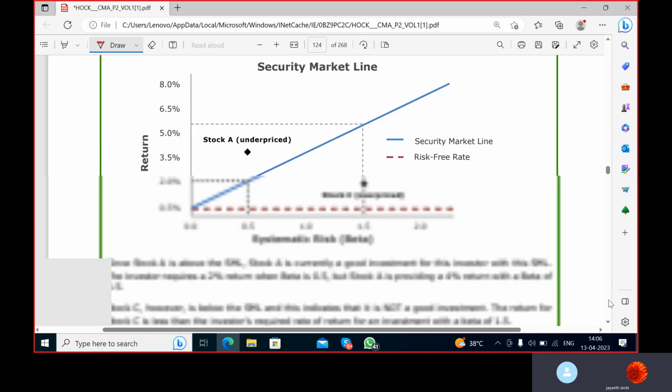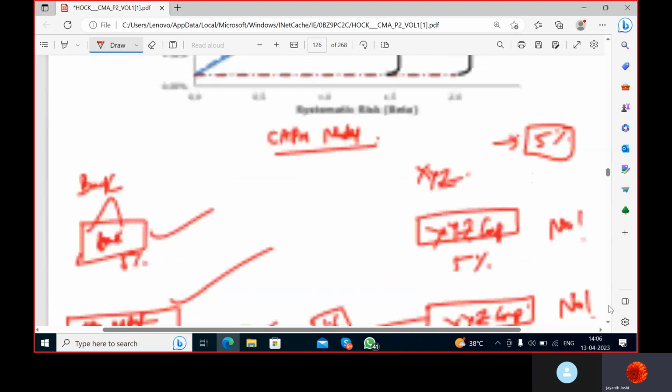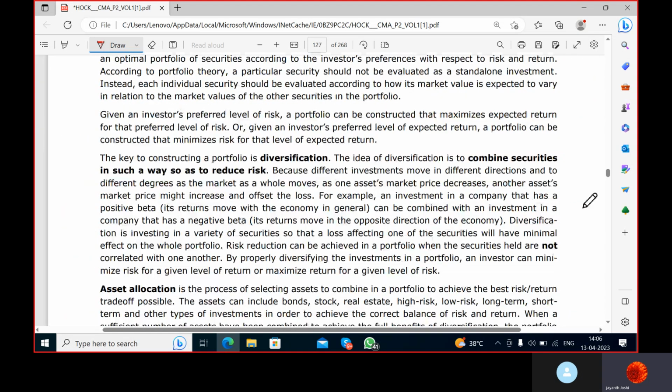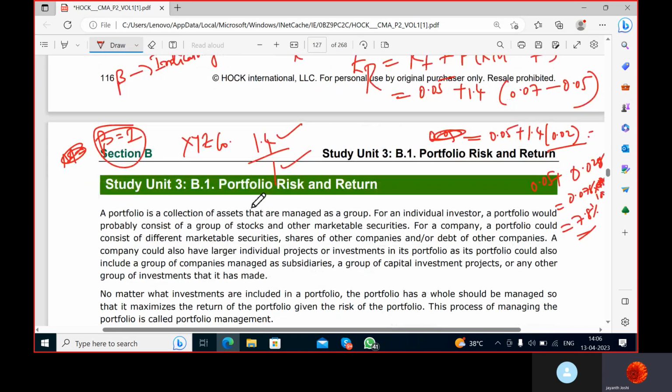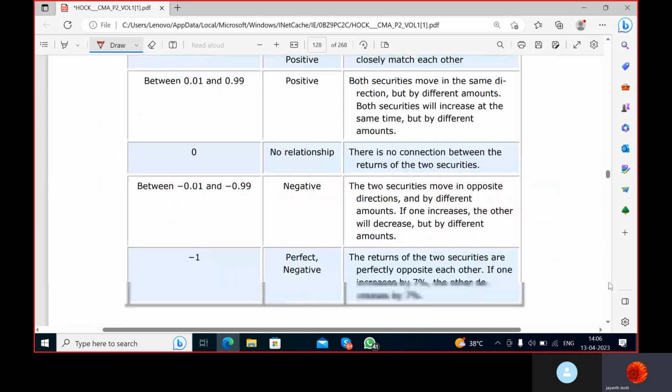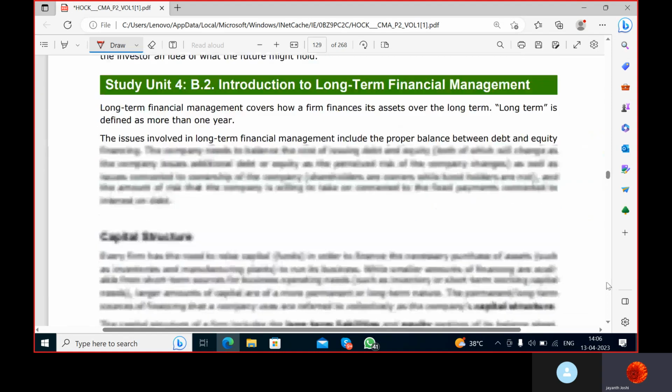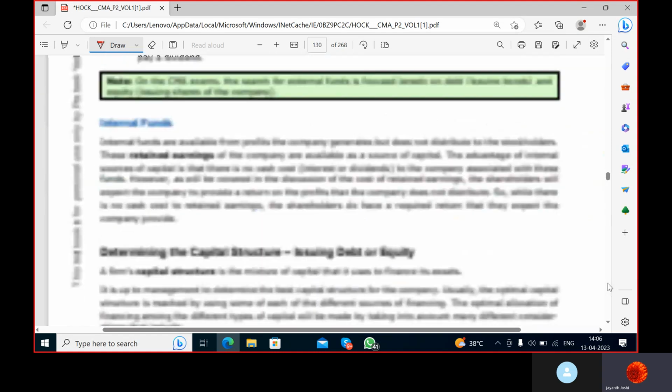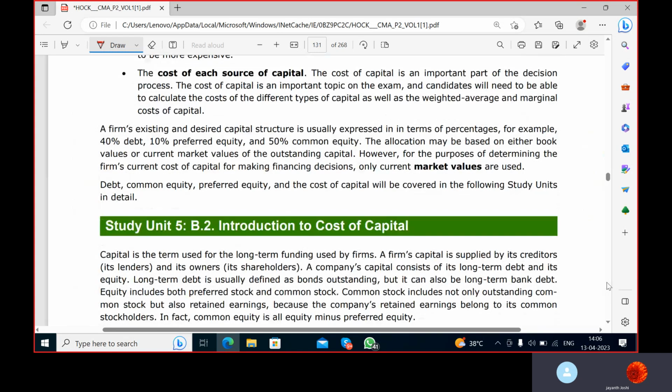Next class will be the final class for risk and return, because you can see here portfolio theory is going to start. Next topic is going to start. This is the last topic. Risk and return will be done in the next class. And I'll immediately jump into it.